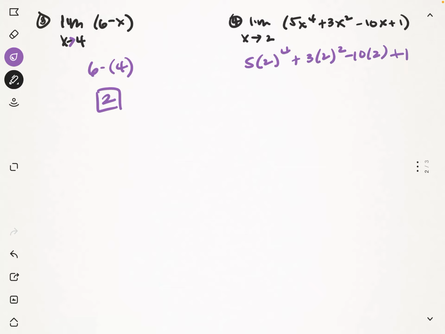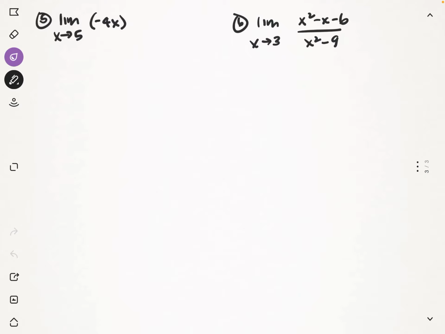Make sure you plug in all of your x's. 2 to the 4th is 16 times 5 is 80. 2 squared is 4 times 3 is 12. Minus 10 times 2 is 20 plus 1. That's going to be 92. Minus 20 is 72 plus 1 is 73. Right, we're still just rolling right along because we're allowed to substitute.